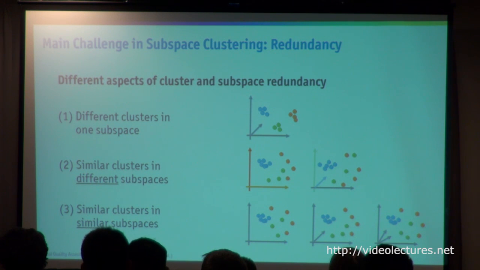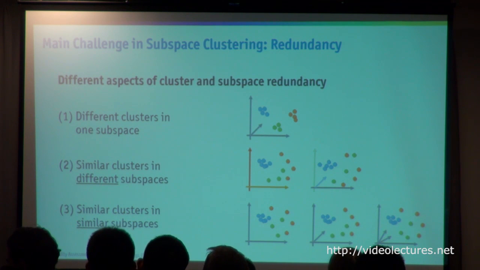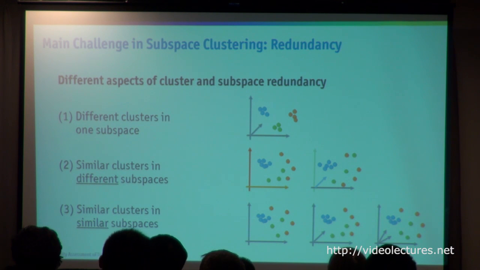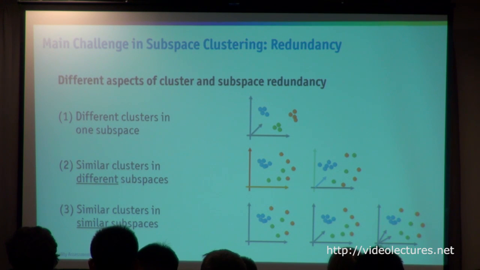Independent of how efficient or effective these methods are, we have a major challenge in subspace clustering, which is called redundancy. We can have different clusters in one subspace, which is additional information, but we can also have similar clusters in completely different subspaces, or we can find similar clusters in similar subspaces. While the first aspect gives us additional information about our data, the second and the third aspect are some kind of redundant information which is encoded in more than one cluster, which should be avoided when we apply a subspace clustering.